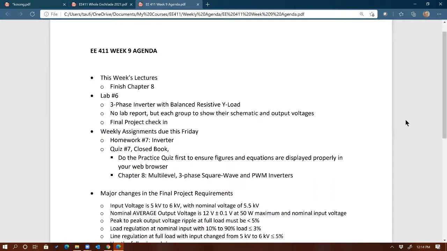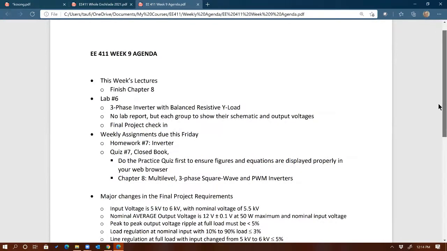And then quiz number 7. Oh, by the way, homework number 7 is the last homework of the quarter. Same thing with the quiz. Quiz number 7 is going to be the last quiz. I'm not going to give you any homework or quiz for next week. So this will be the last homework and quiz assignments. Quiz number 7 is going to be covering chapter 8, specifically on multi-level, three-phase square wave, and PWM inverters, right? Chapter 8. Any questions on this week's agenda?